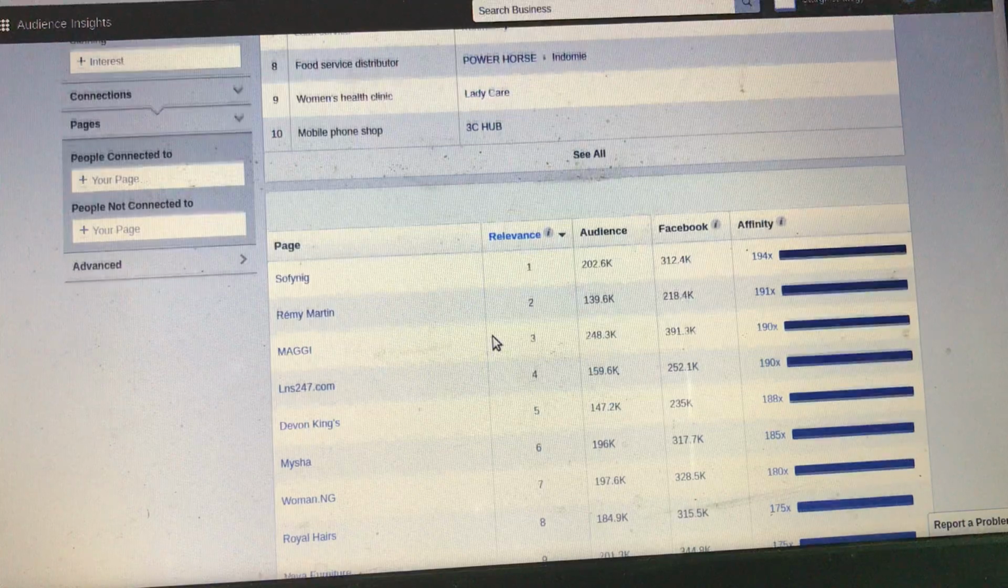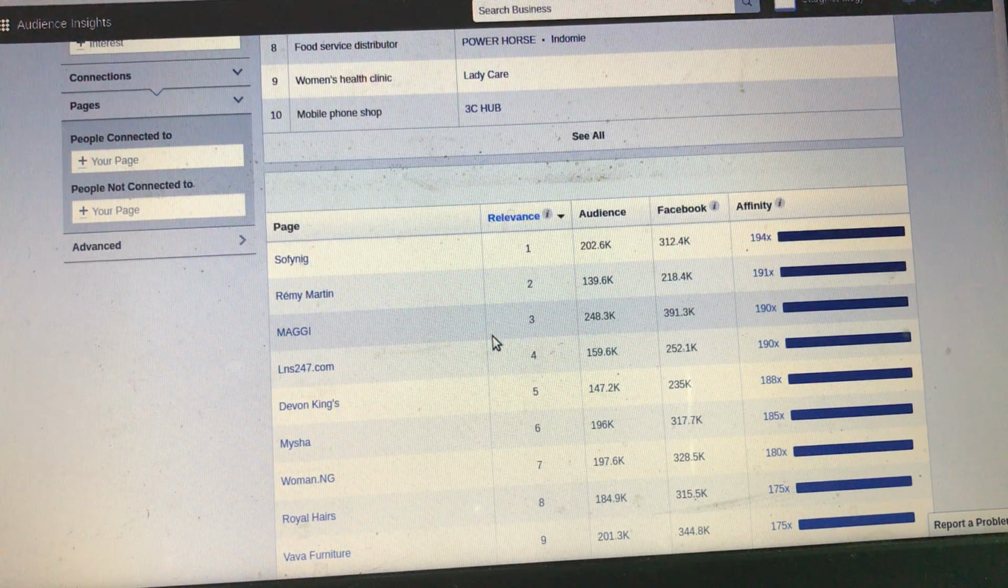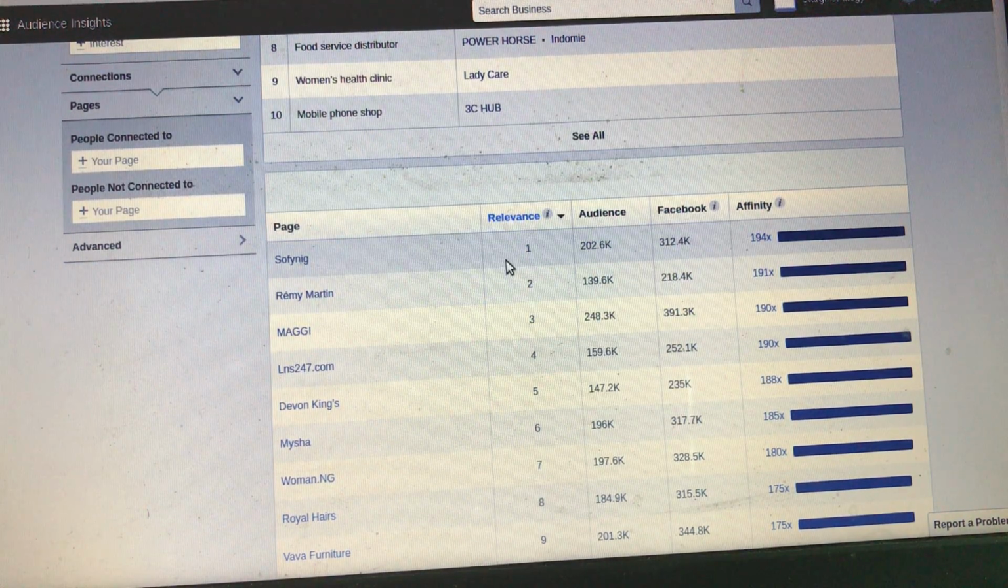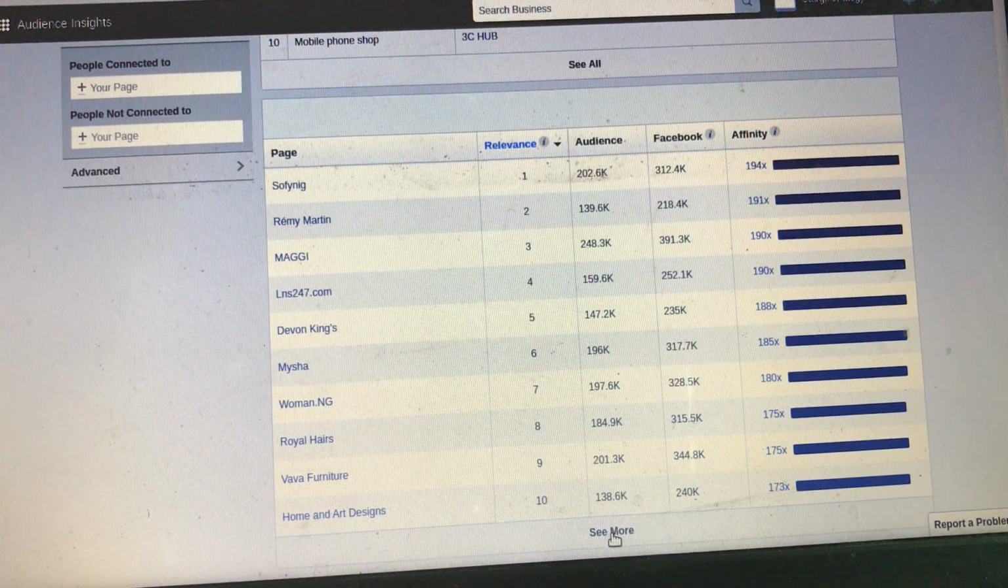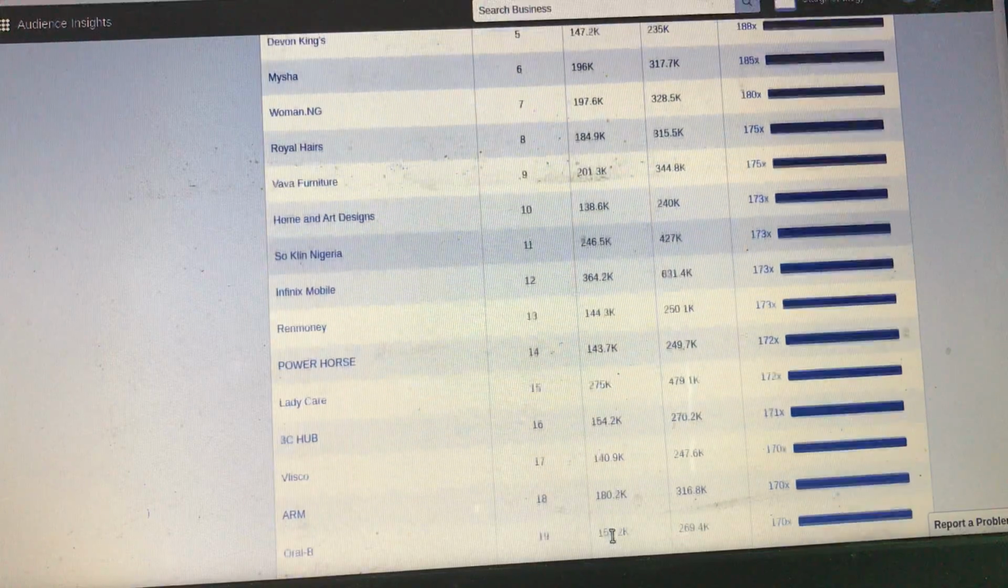So you can even see the relevance. The relevance is what will help you to know, okay, which post has the highest of these people that I am looking for. You can see Sophie Nigeria is having 202.6k audience. So that means this Sophie Nigeria is one of the best when you are looking for people that are interested in clothing. Are you getting it? So it has been arranged like that. You can scroll down to see more.